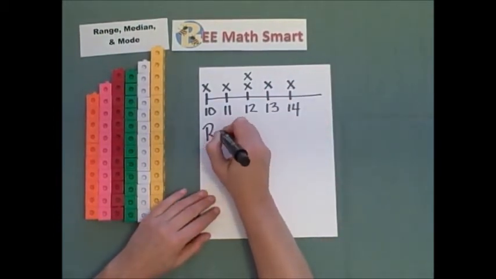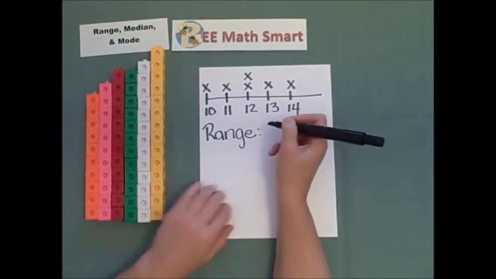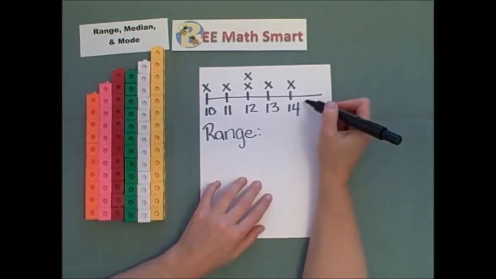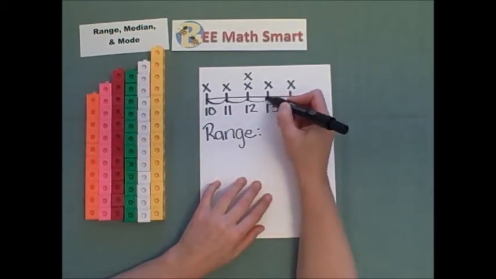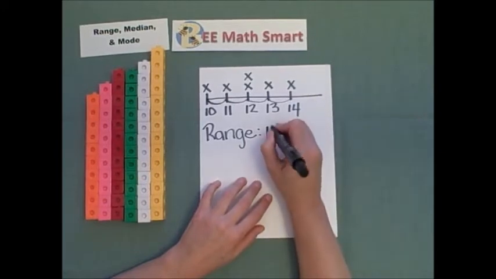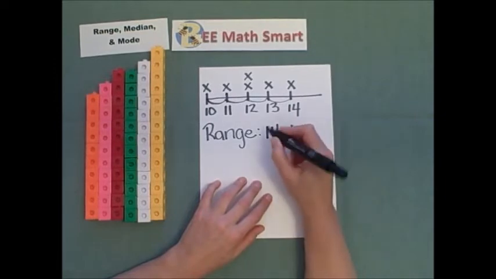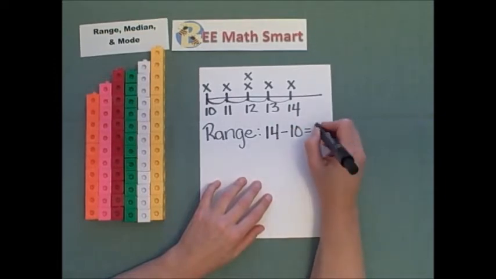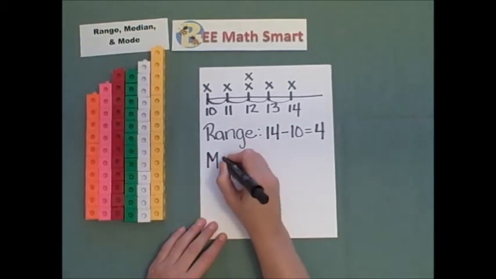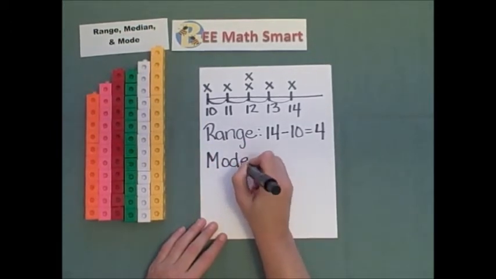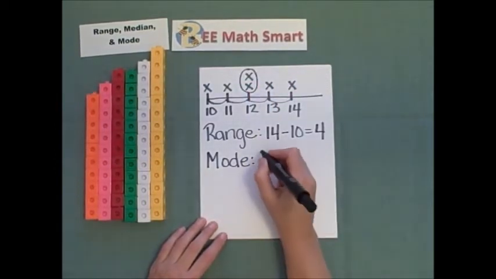So the question is, did my range change? Remember, the range is the distance or area or space that your data takes up on a number line. So you have 1, 2, 3, 4. No, it didn't change. Another way to represent that is 14 minus 10. Your highest number minus your lowest number equals 4. My range is 4. My mode, the number that occurs the most, is 12.